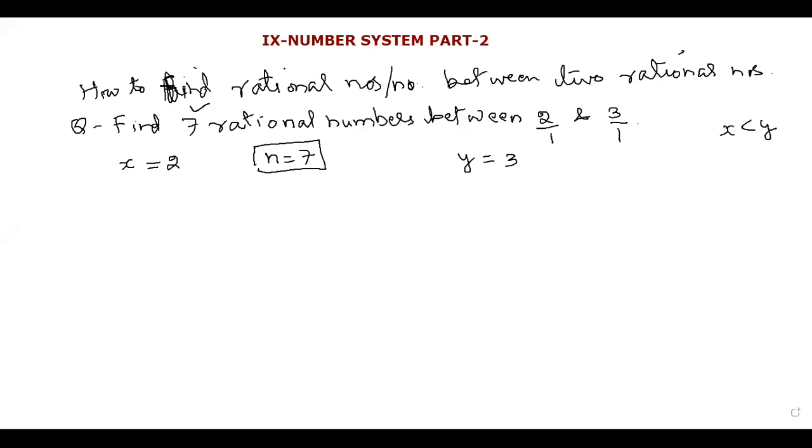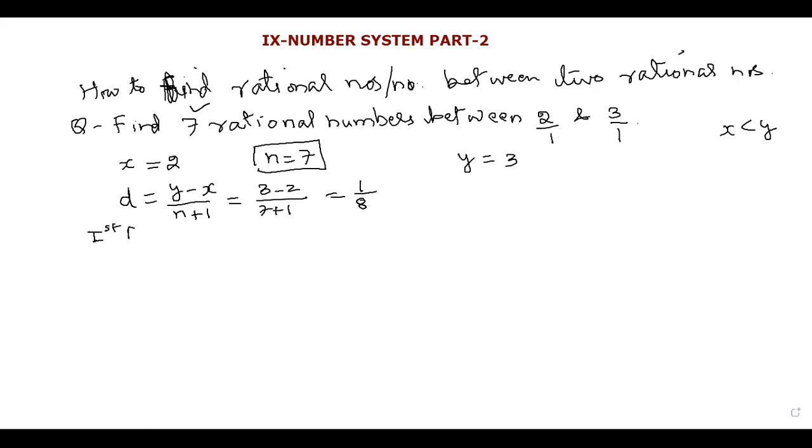So we have to find the value of d first. The formula for d is y minus x upon n plus 1. Y is 3 minus 2 upon 7 plus 1. 3 minus 2 is 1, 7 plus 1 is 8. So d is 1 by 8.